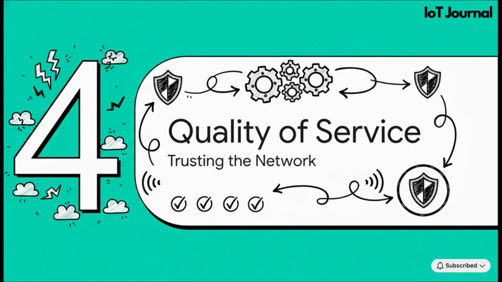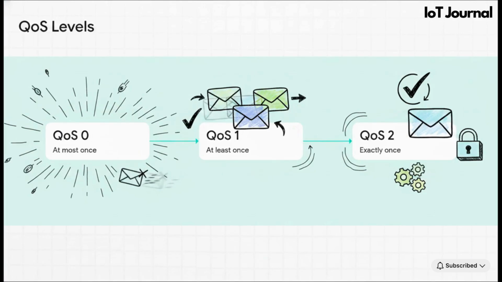Section 4. Quality of Service, or QoS. Now, how can we trust this system if network connections drop? Well, MQTT gives you 3 progressive levels of guarantee. QoS 0 is at most once, a really fast fire and forget. QoS 1 is at least once, meaning it definitely gets there but might duplicate. And QoS 2 guarantees delivery exactly once, with absolutely 0 duplicates.